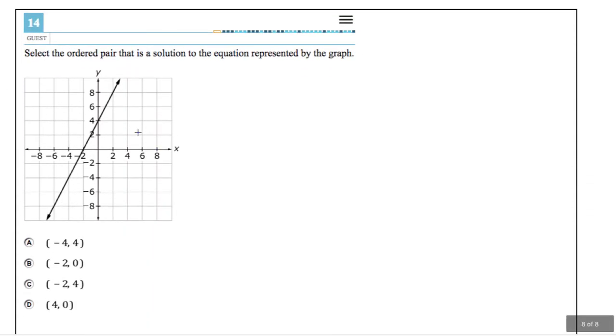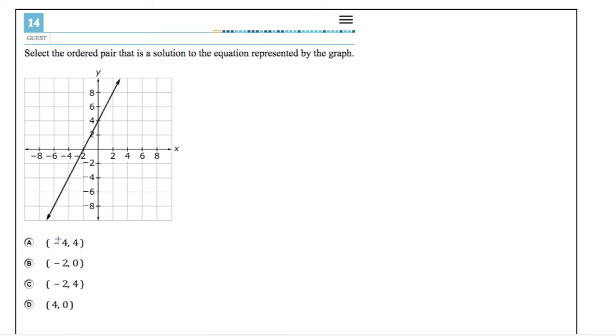All right, number 14, you've seen this problem almost exactly before, so go ahead and pause the video now, see if you can do it. All right, you've unpaused the video. So a solution to the equation is a fancy way of saying which of these points is on the line. Okay, so which of these points is on the line?